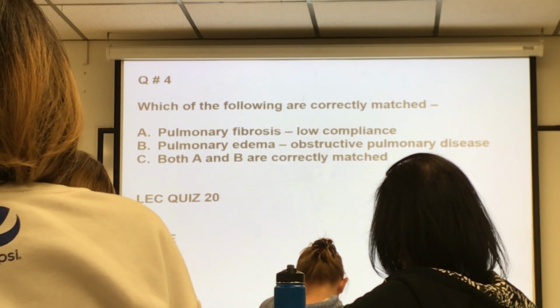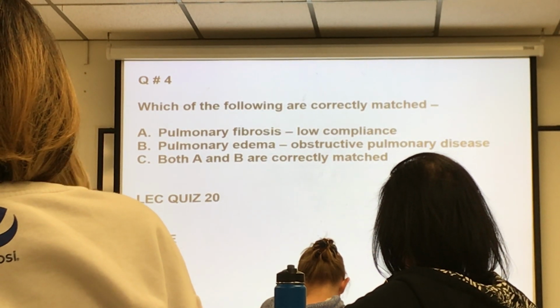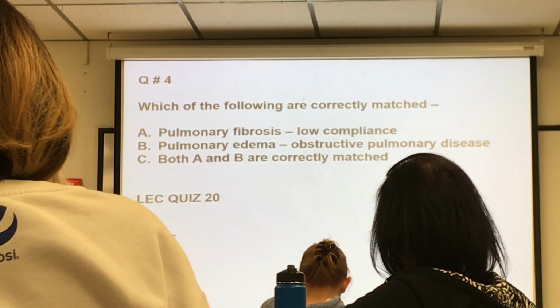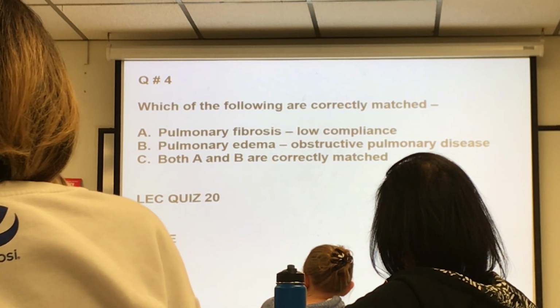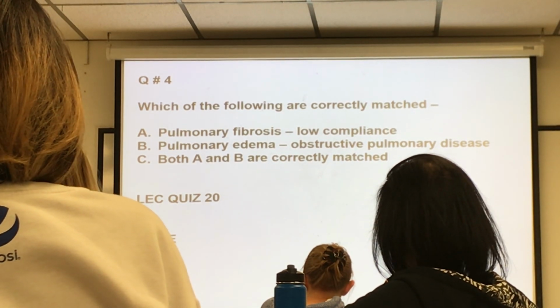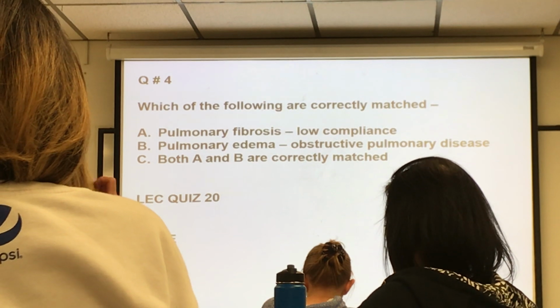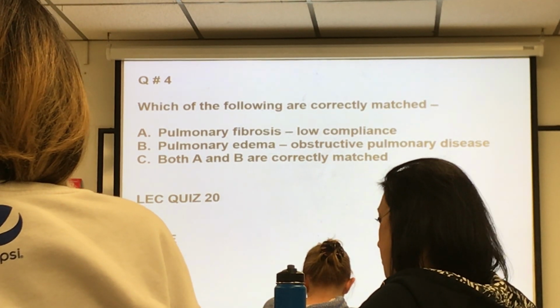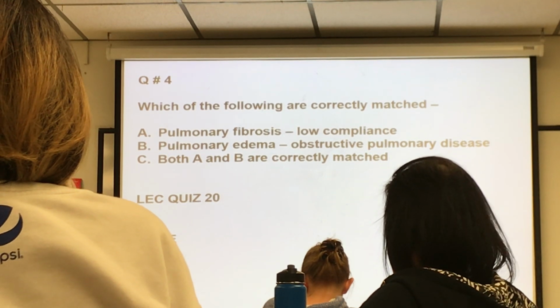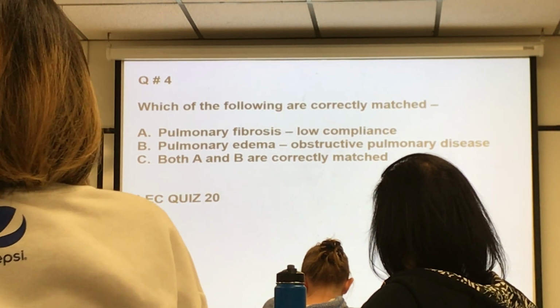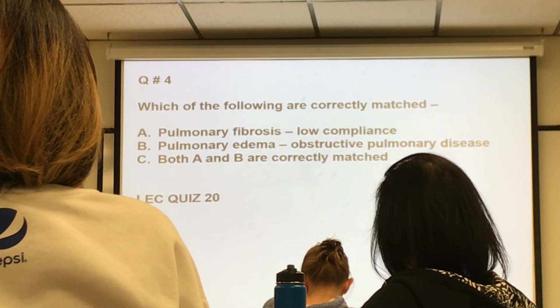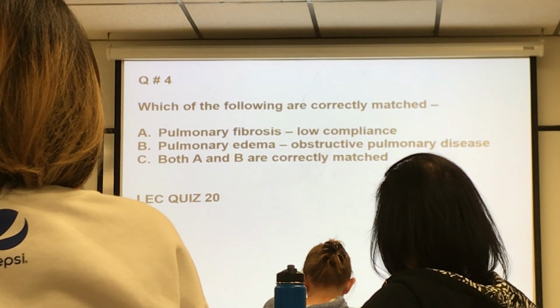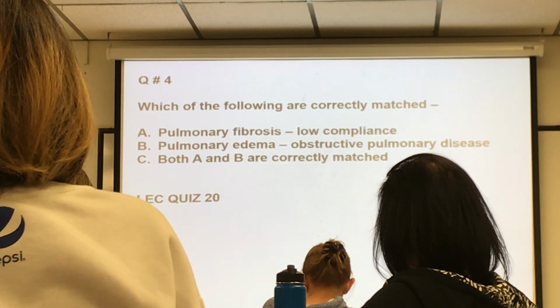High compliance. So if it expands easily, it has high compliance. If it doesn't expand easily, if it's a stiff expansion, then it's low compliance. The recoil is due to elasticity, okay? All right, so pulmonary fibrosis would provide low compliance, would make it difficult to expand the lungs, okay?